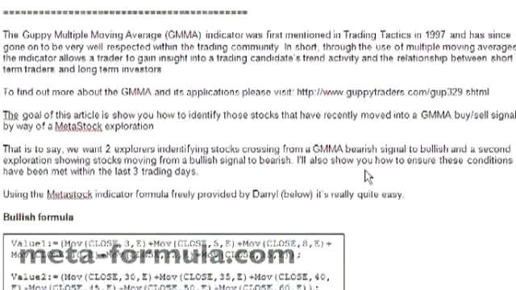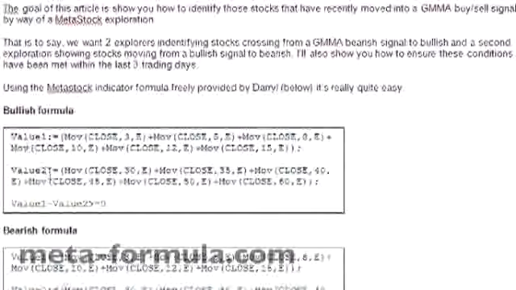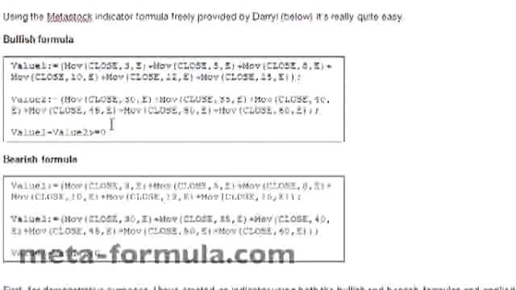I thought you might want to follow along while I'm creating an article for Daryl Guppy. I got an email from him the other day and he wanted some help for some of his clients: how they can take the Guppy Multiple Moving Average and load that into an Explorer and identify stocks that are exhibiting both bullish and bearish conditions as indicated by the Guppy Multiple Moving Average. So Daryl sent through some code here for the bullish formula and also the bearish formula.